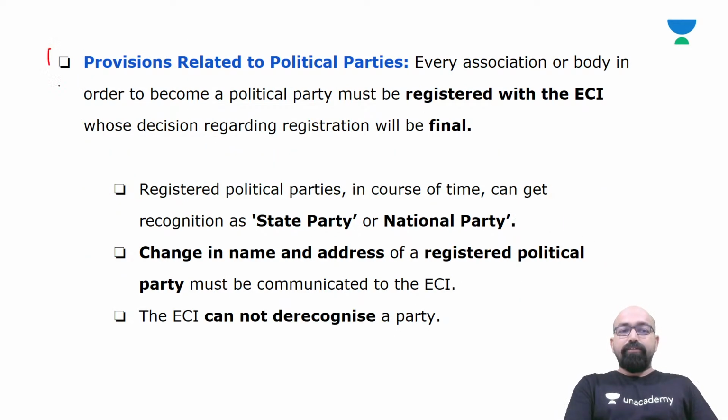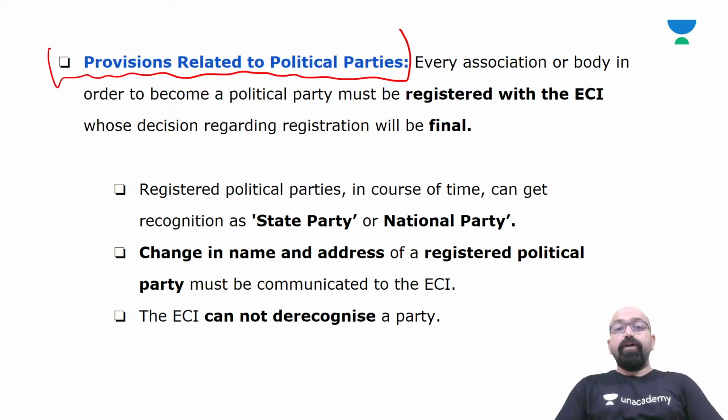Then the provisions related to political parties. So every association or body, in order to become a political party, must be registered with the Election Commission of India, whose decision regarding registration will be final. Now, registered political parties in course of time can get recognition as state party or national party.